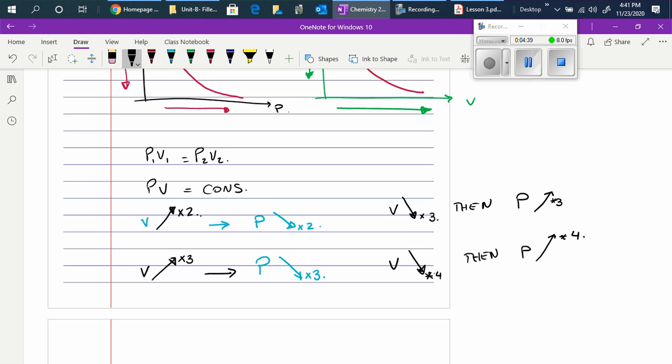So this is telling us that pressure is inversely proportional to volume. You increase the volume, decrease the pressure, okay? Or even in the second graph, volume is inversely proportional to pressure. You increase the pressure, decrease the volume. Okay.